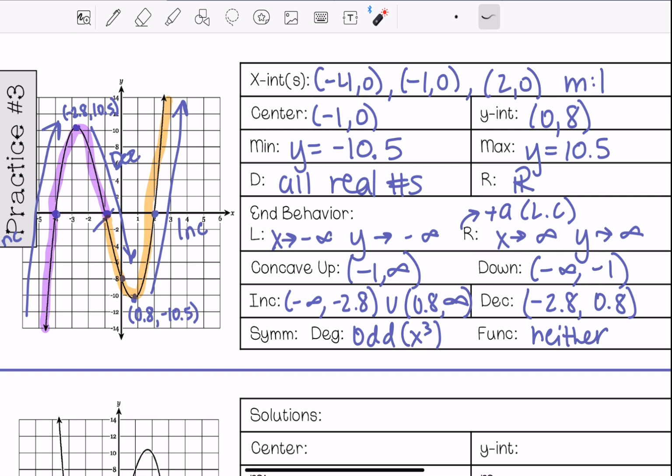Our center is right here at -1, 0. And then our y-intercept is here at 0, 8. We do have a min and max, one of each. For these graphs, you might have already noticed you either have neither or both. And the type of mins and maxes we have on odd functions, or odd degreed functions, apologies, is going to be called a relative minimum or maximum.